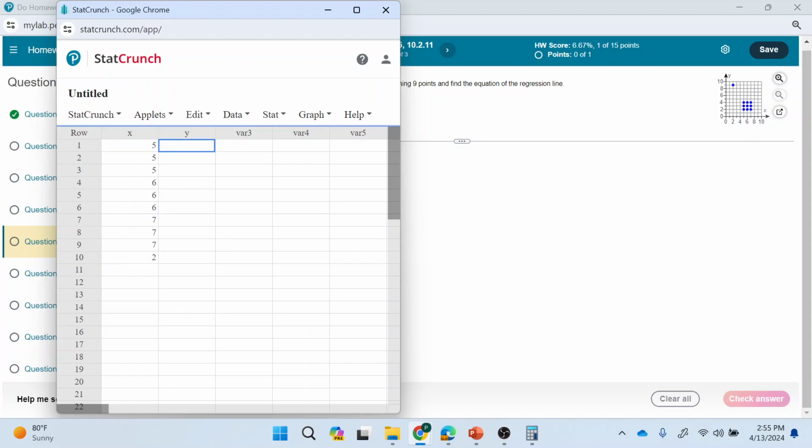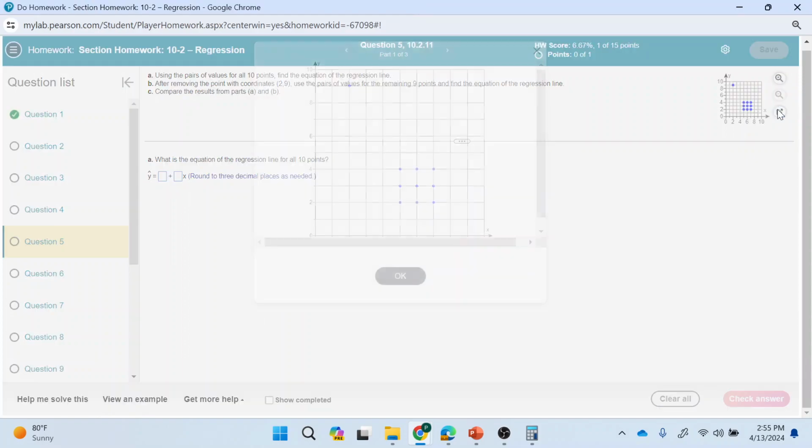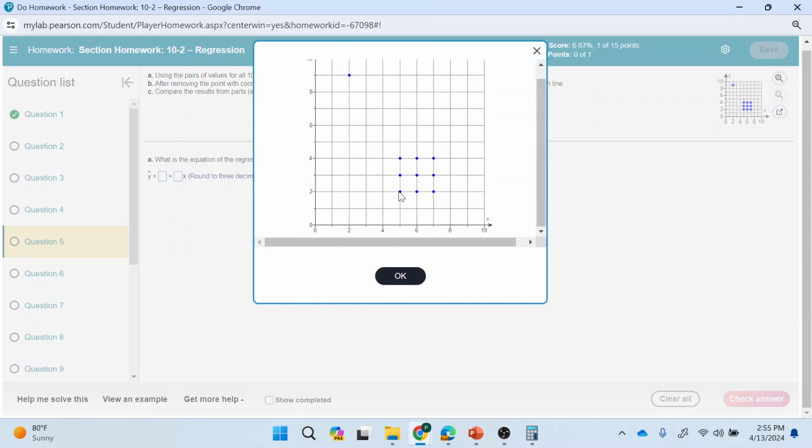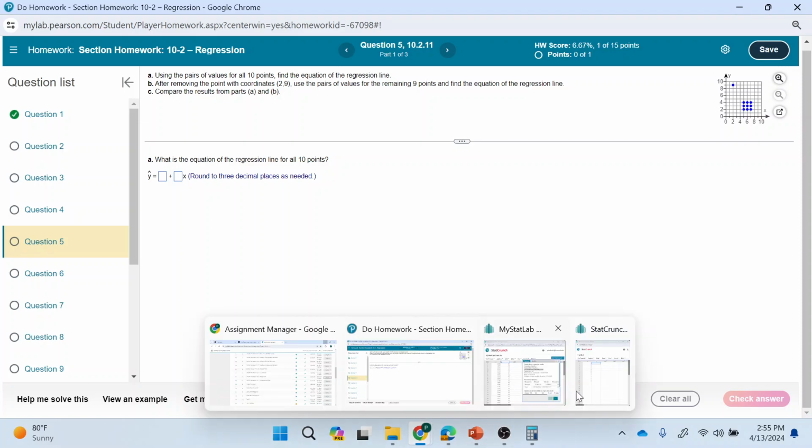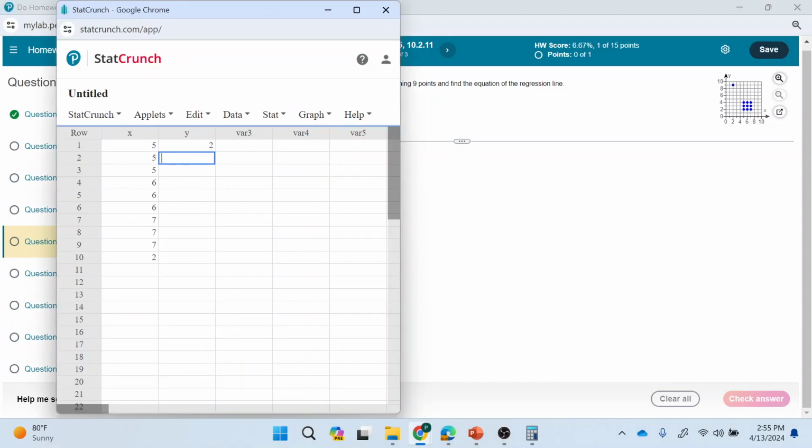So at 5, if you zoom in, the values are 2, 3, and 4. So I will go back here and type 2, 3, 4, 2, 3, 4, 2, 3, 4, and then for the 2, it's 9. So this is the data.